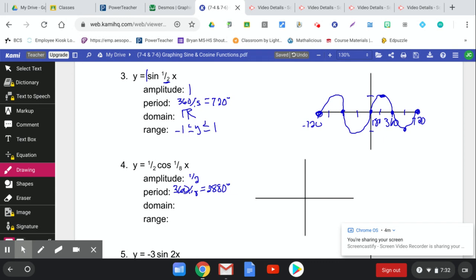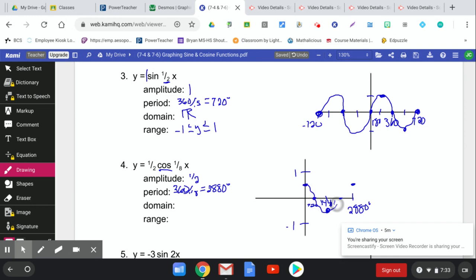Okay, so let's graph this. We are dealing with a cosine function. The cosine starts at its crest, but remember our crest is not all the way up at 1, it's only at 1/2. And we want to know how long it is going to take to get to the next crest. Well, it's going to take 2,880 degrees, which is crazy. Halfway between those will be the bottom point down here, so that will happen at 1440 degrees. And then halfway between those two, at 720 degrees, we'll hit here. And same thing over here.